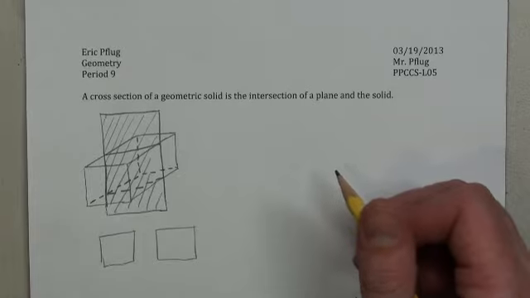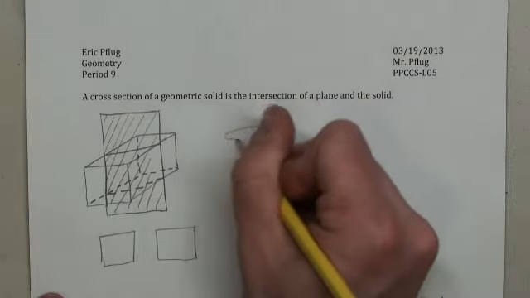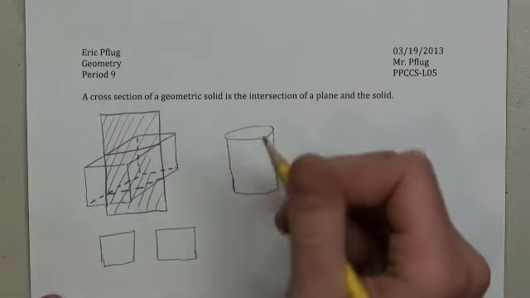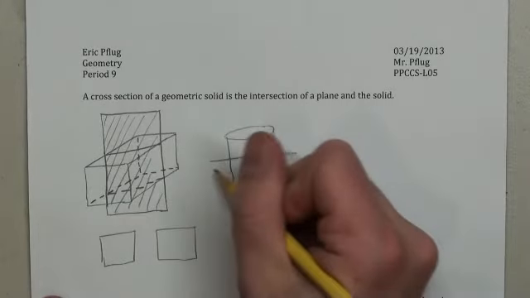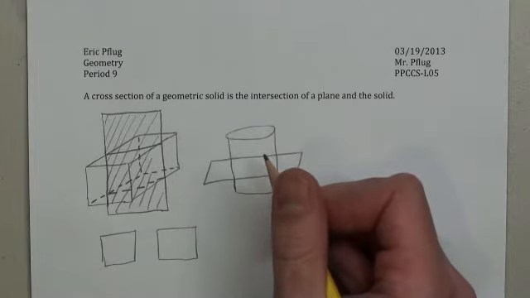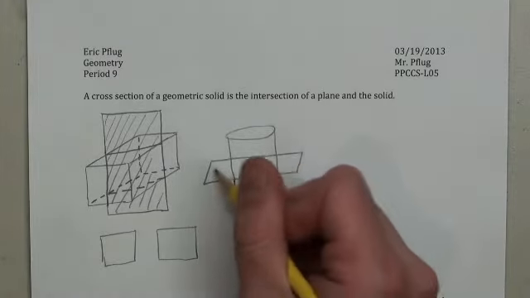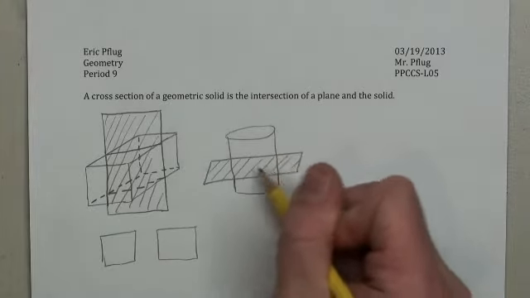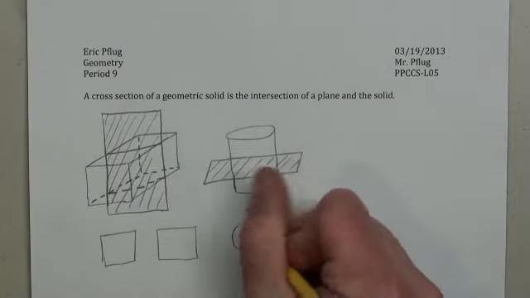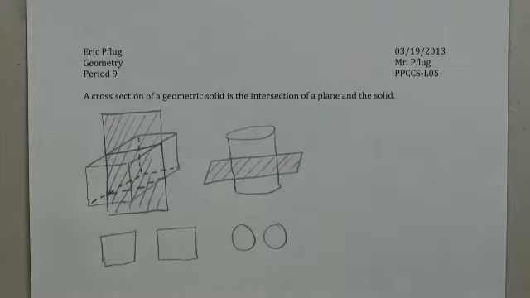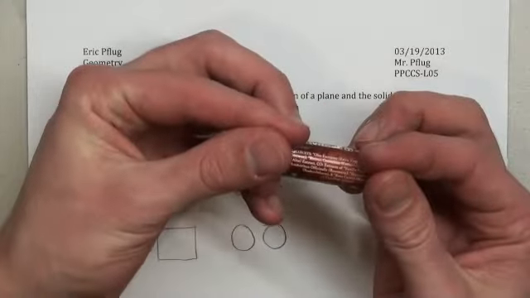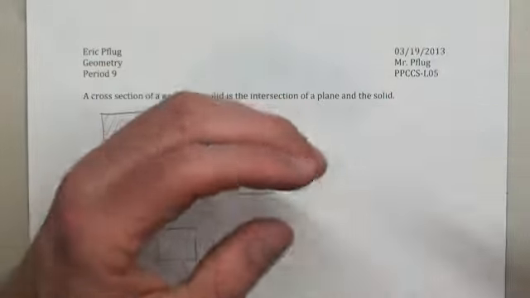Now let's think of what else. Say we had a cylinder. I'm trying to draw this as best I can. It's not easy to draw these things. And let's say I sliced a cylinder with a plane. Right? And then let's say we opened up that cylinder. Okay? What you would have is two circles. So imagine that I took this and I sliced it right down the middle and then I opened it up. Okay? What you would have is two circles.